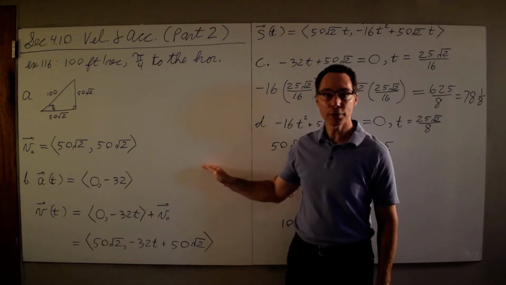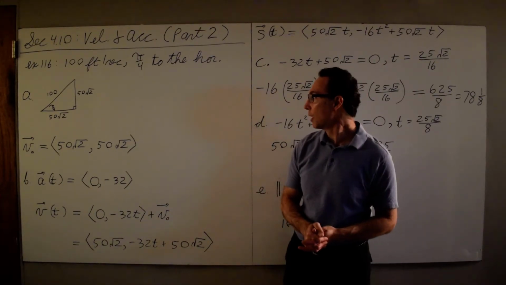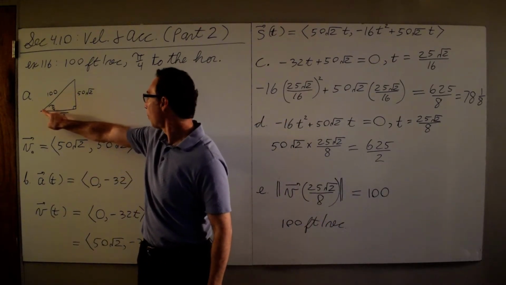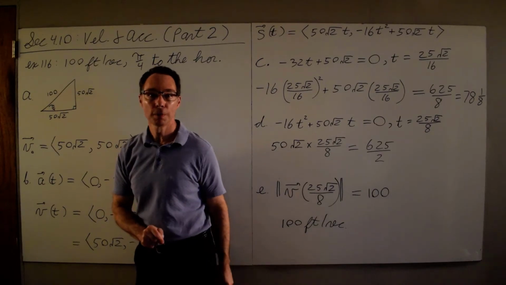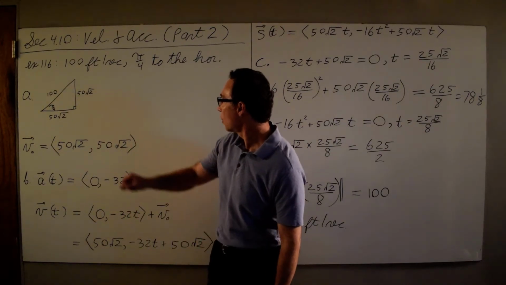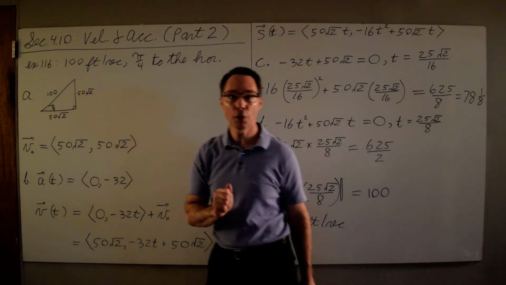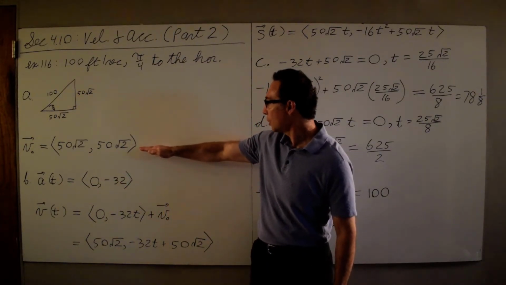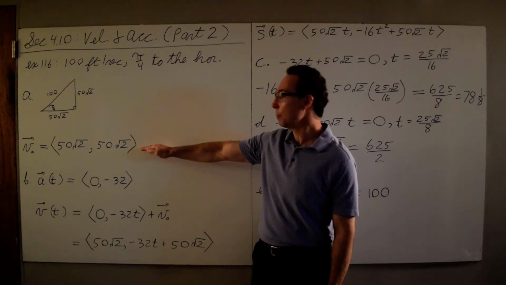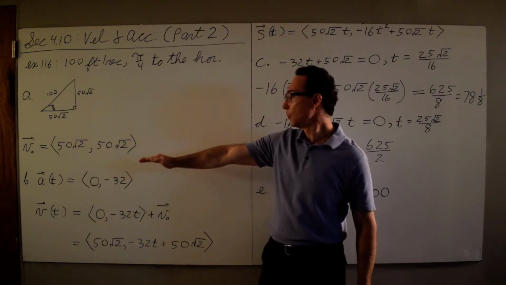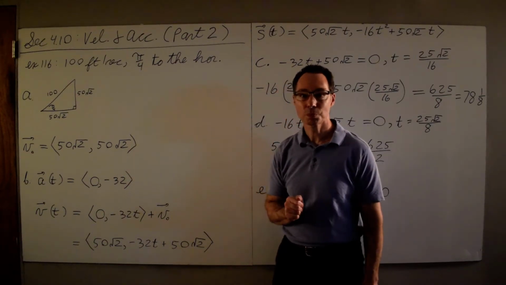So part A is to find the initial velocity vector. We're given this pi over 4 in the problem, and we're given this 100. Just using right triangle trigonometry, we get 50 square root of 2 and 50 square root of 2. So our initial velocity vector, this is a velocity at time 0, is this vector here, 50 square root of 2, 50 square root of 2.